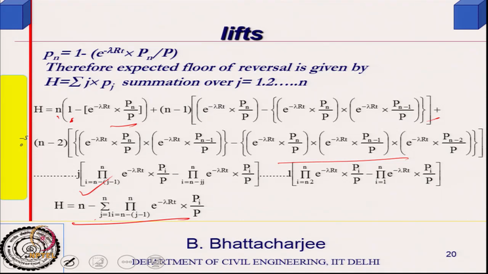to n. If I take the product part and the summation part, every time only one term of this one remains, and only one term of this remains. So I can sum it up. So the expected height of reversal, I can calculate in this manner.